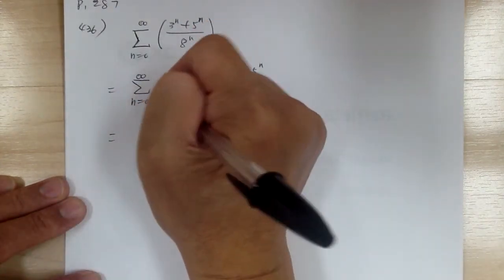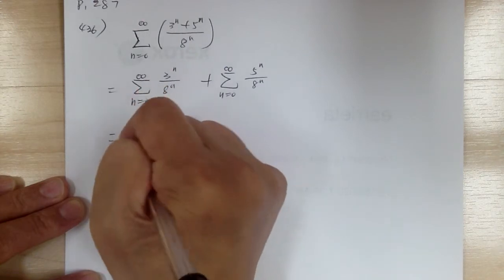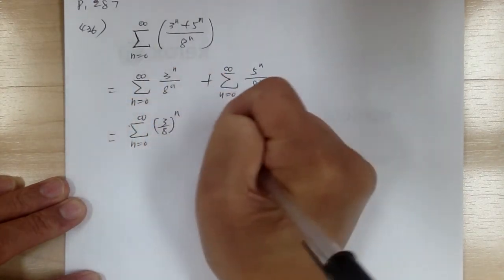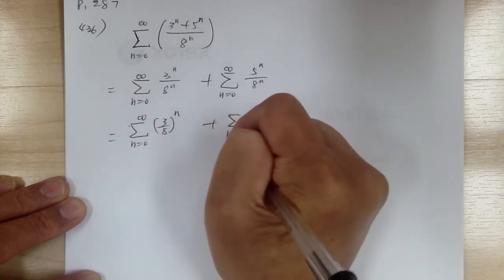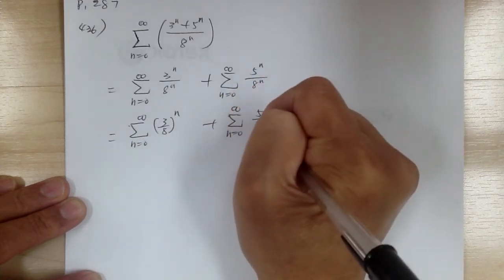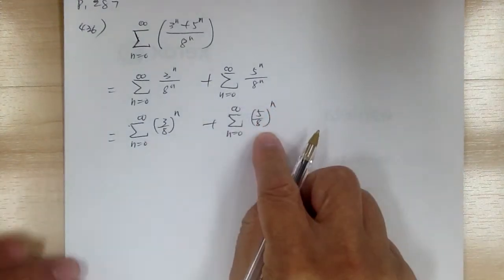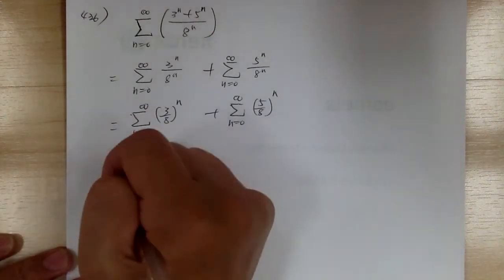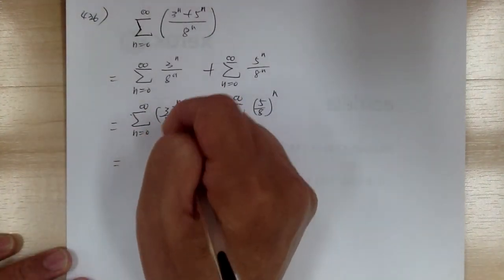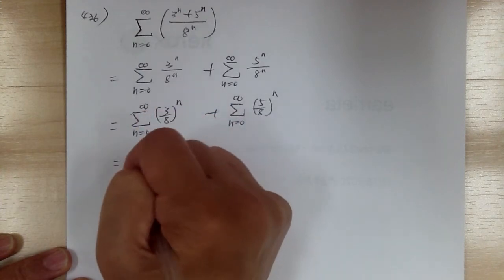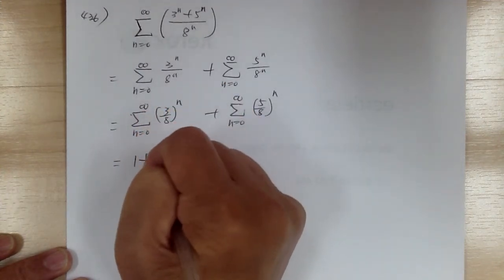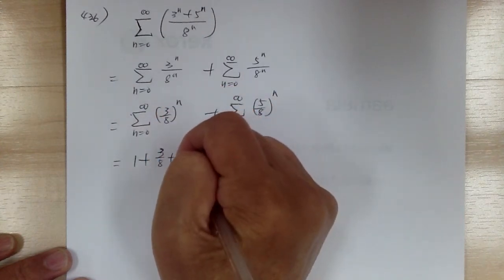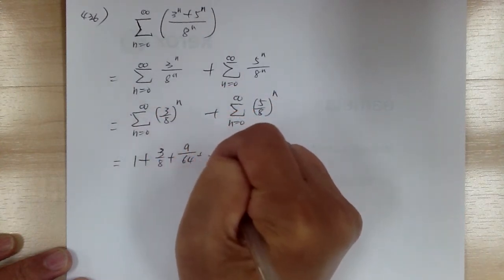Okay, and this one you can make into one fraction. So it would be 3 over 8 to the n, and do the same thing over here, 5 over 8 to the n. And what you want to do is write out a couple terms. When n equals 0, anything to the 0 power is 1, and when n equals 1, it would be 3 over 8. And when n equals 2, you square, so you get 9 over 64 and so on.